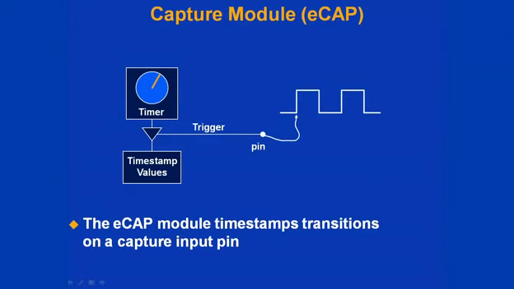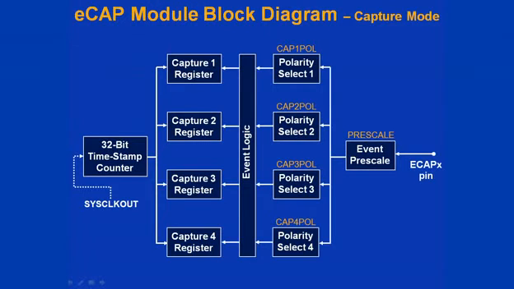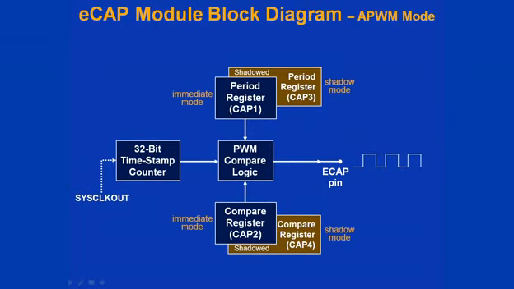The capture module allows time-based logging on external signal transitions on the capture input pins. The capture module features a 32-bit timestamp counter to minimize rollover. Each module has 4 capture registers. Polarity can be set to trigger on rising or falling edge, and trigger events can be pre-scaled. The capture module can operate in absolute timestamp mode or difference mode, where the counter resets on each capture. If the capture module is not used, it can be configured as an asynchronous PWM module.